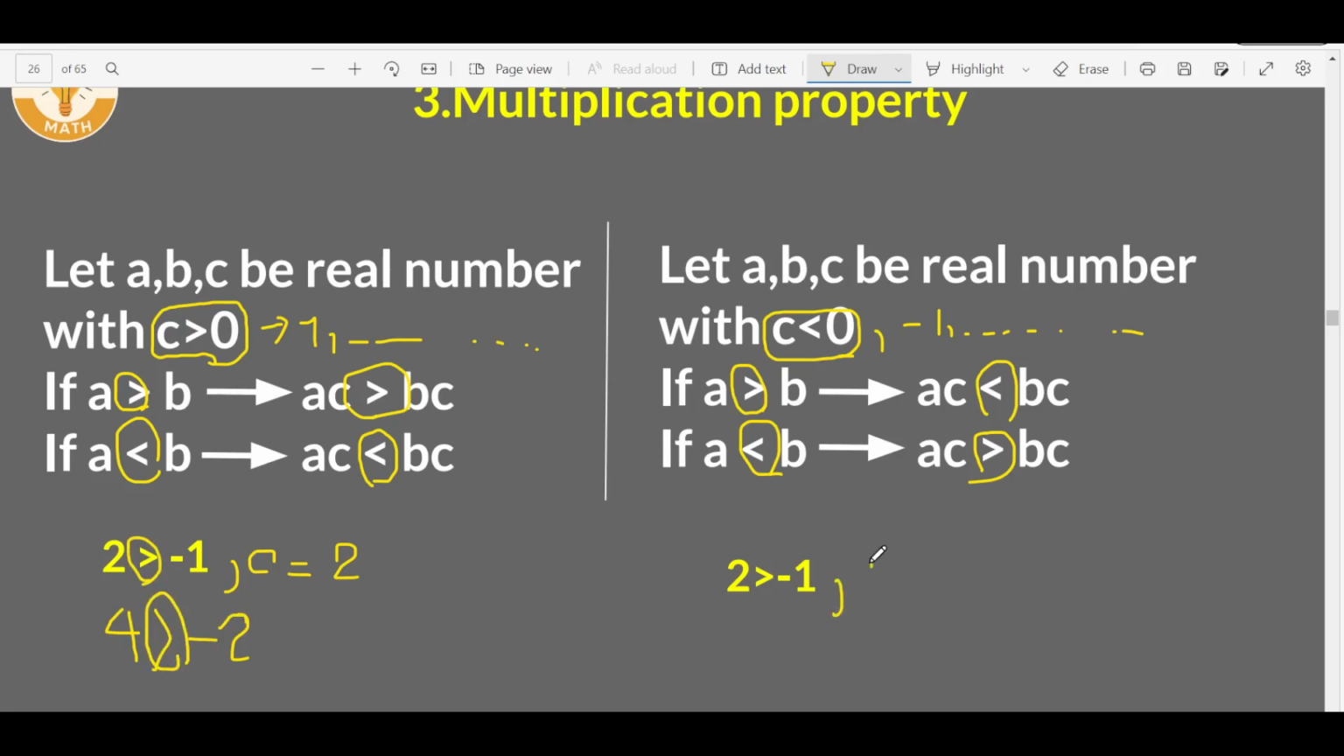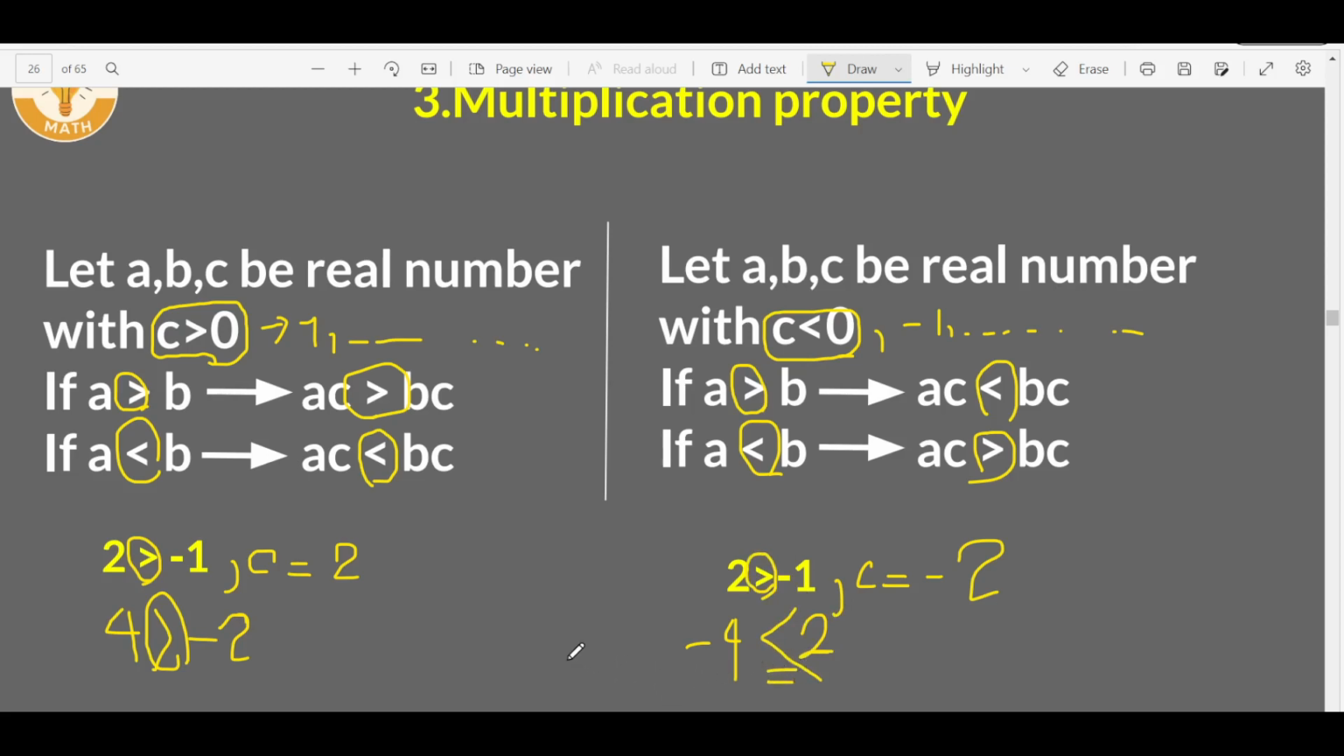Okay, let's see here. c is minus 2. Alright, when you multiply with minus 2, what will you get here? Minus 4. Here, minus 1 into minus 2, you will get plus 2. So which one is greater? 2 and minus 4, 2 is greater, right? So you have to use this sign. Greater than has changed to less than.